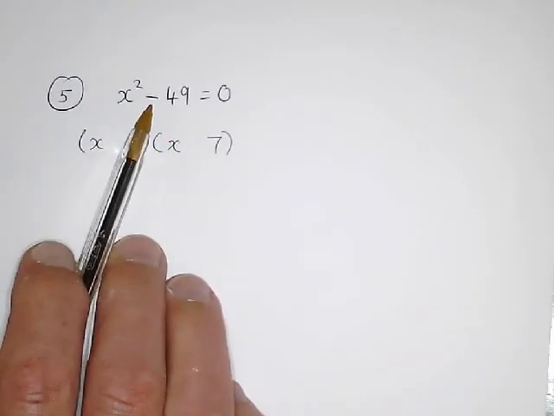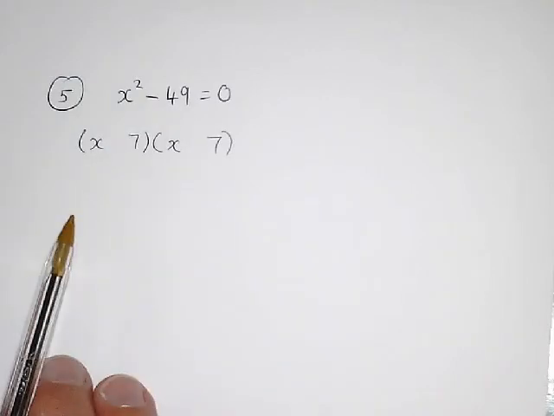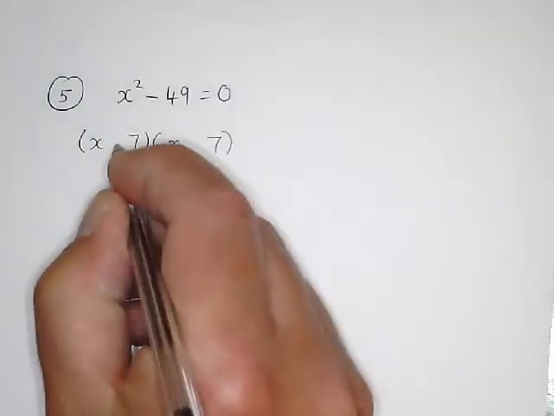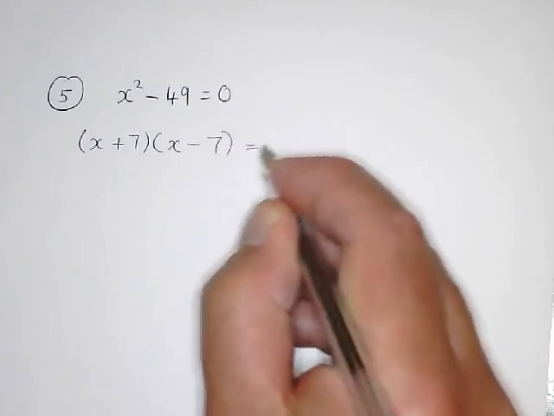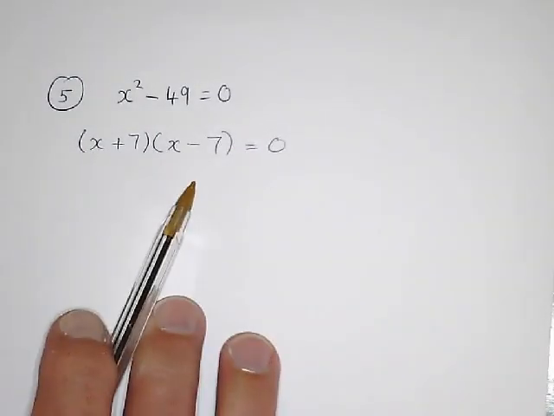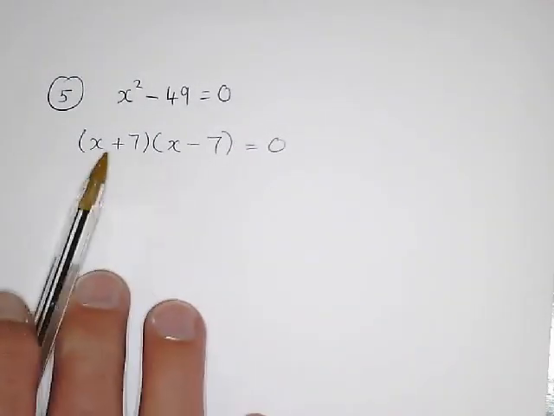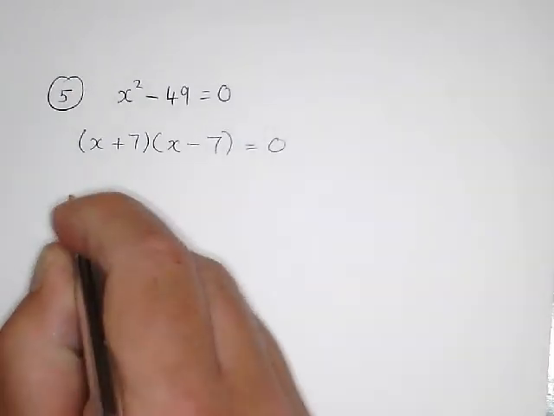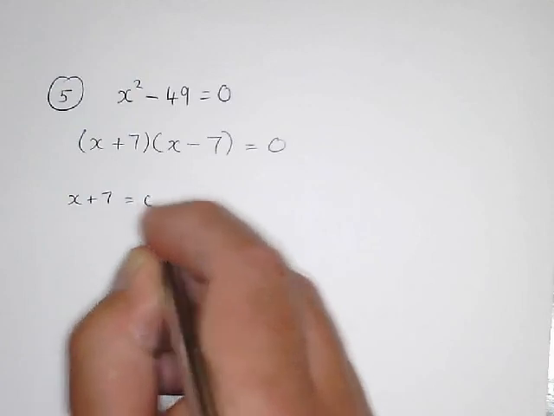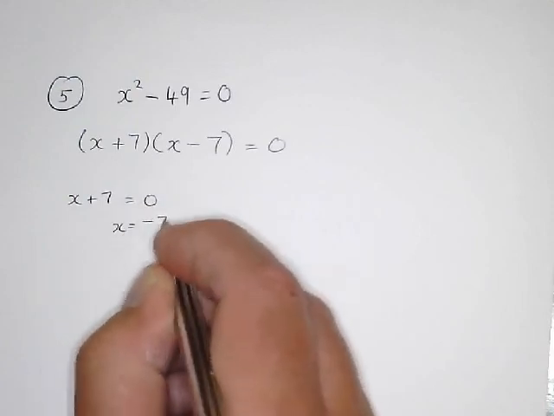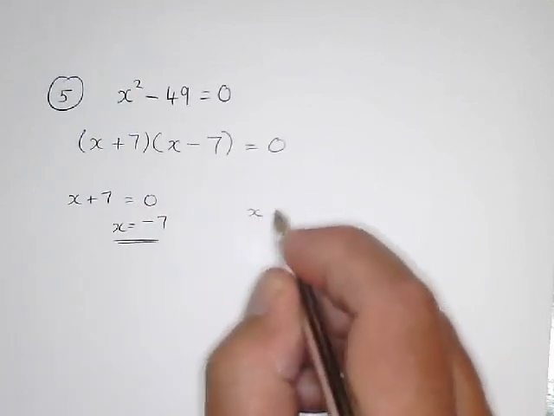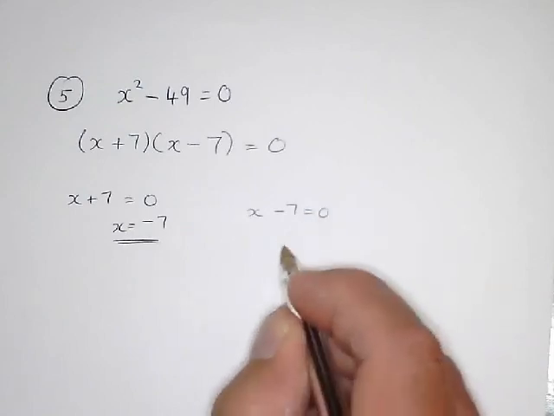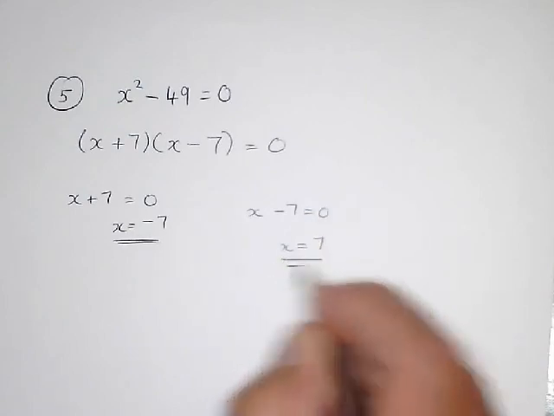Now, we obviously want two numbers that multiply to make minus 49, so they're going to be two different signs. So in this method, you will always have two brackets that look very similar, but one will be a plus and one will be a minus. And then the final step is as before. We are going to say x plus 7 equals 0. So our first answer is x equals minus 7, or x minus 7 equals 0, and our second answer is x equals 7.